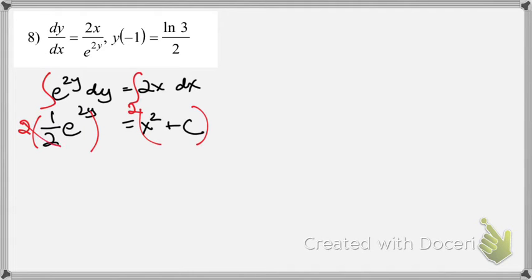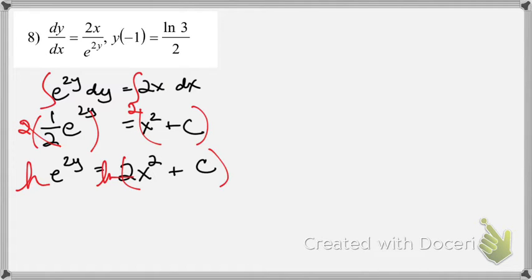Okay? And now we have e to the 2y equals, I'm going to multiply both of those by 2. I get 2x squared plus 2 times c, which is still just c because we still don't know what it is. Now you can take the natural log of both sides. Okay? And the ln and the e cancel each other out. And we get 2y equals the natural log of all of that.